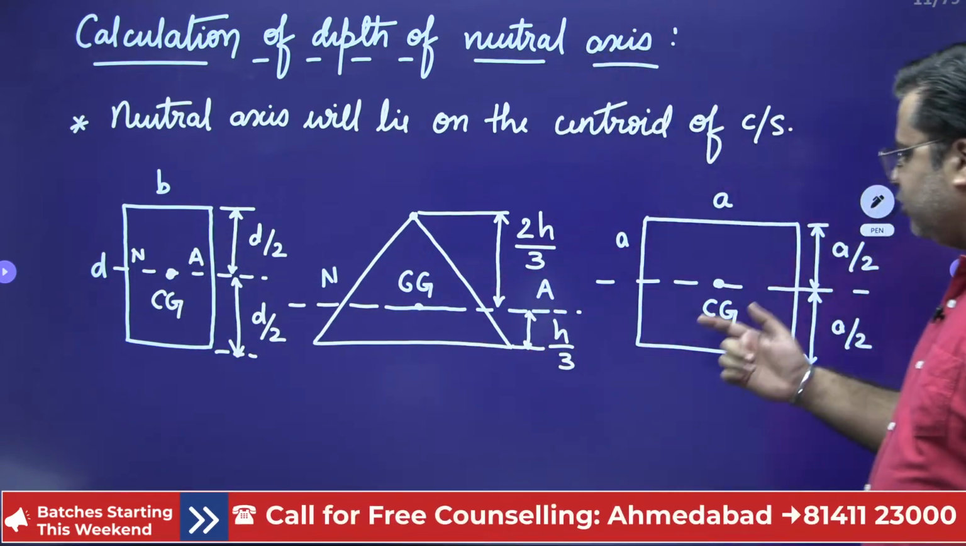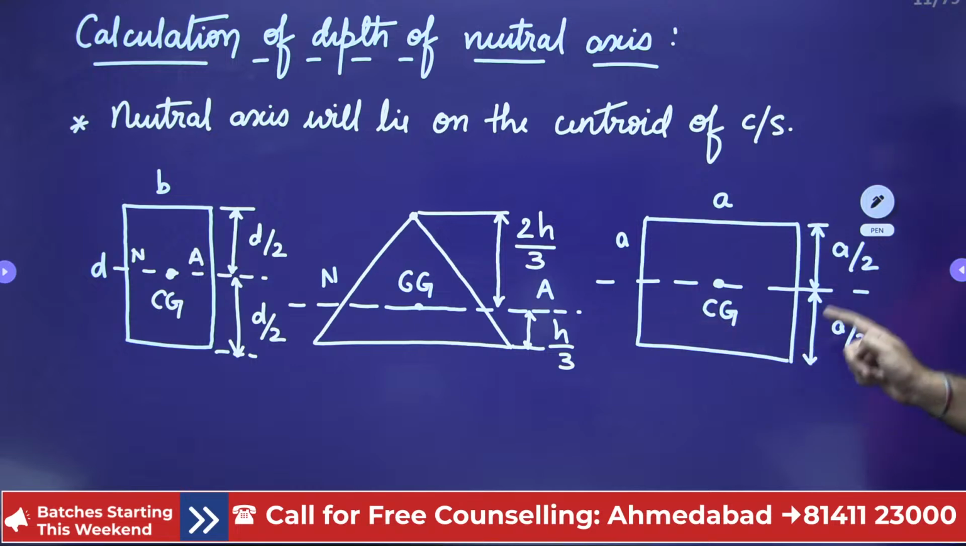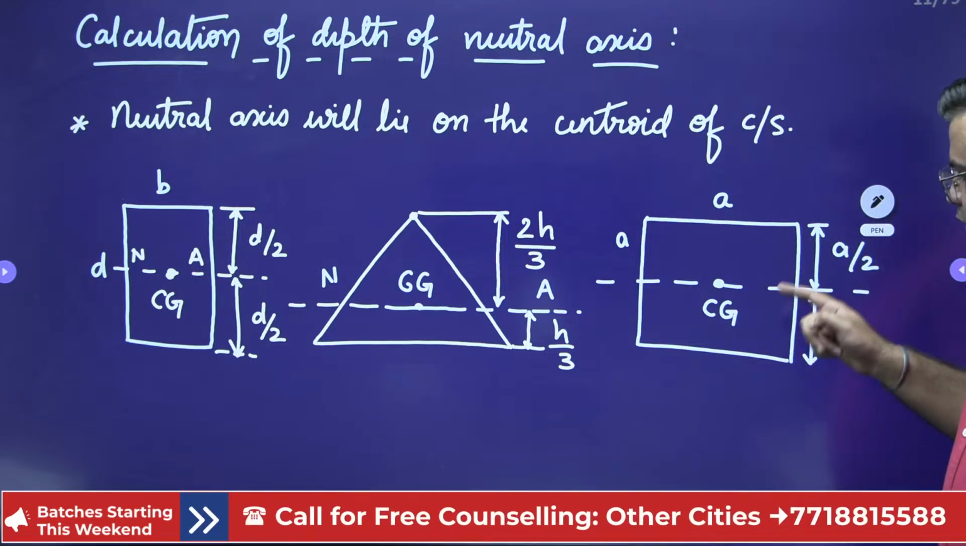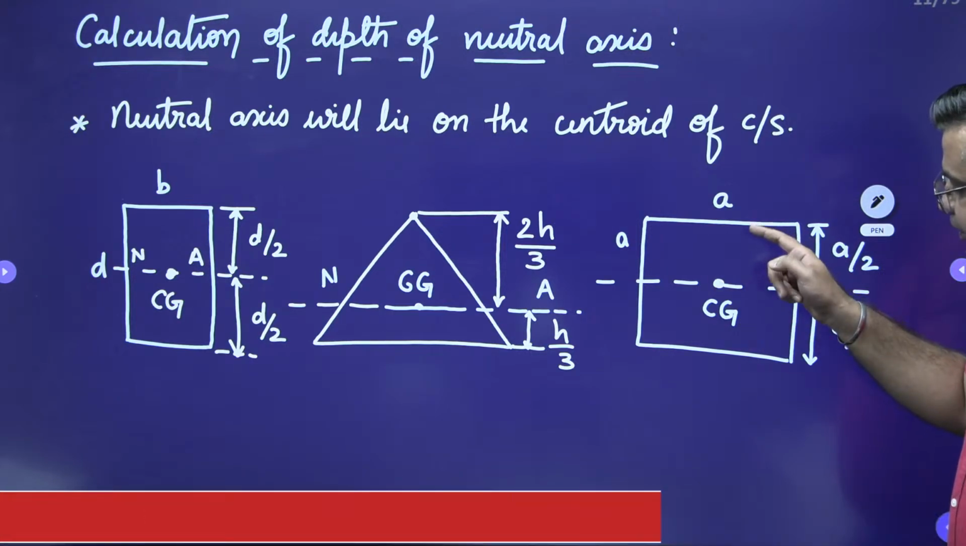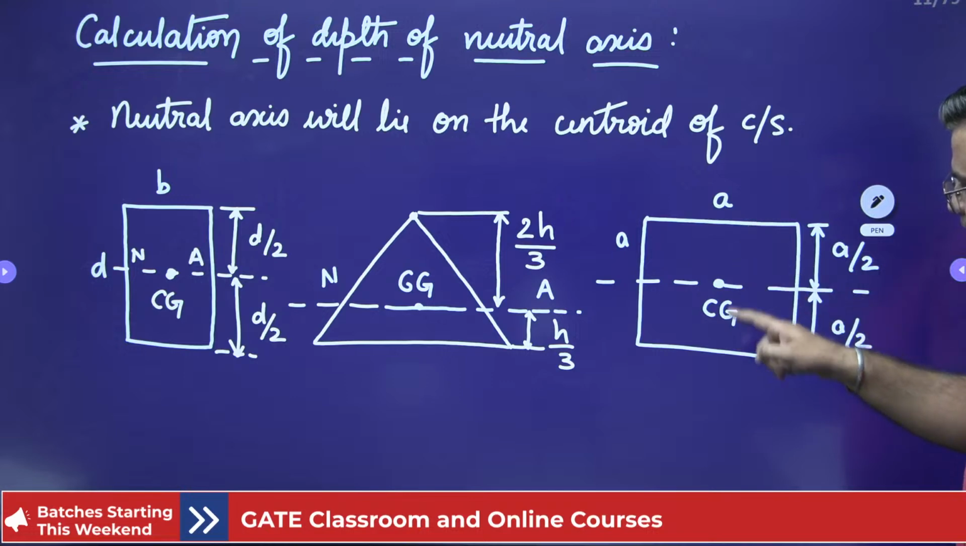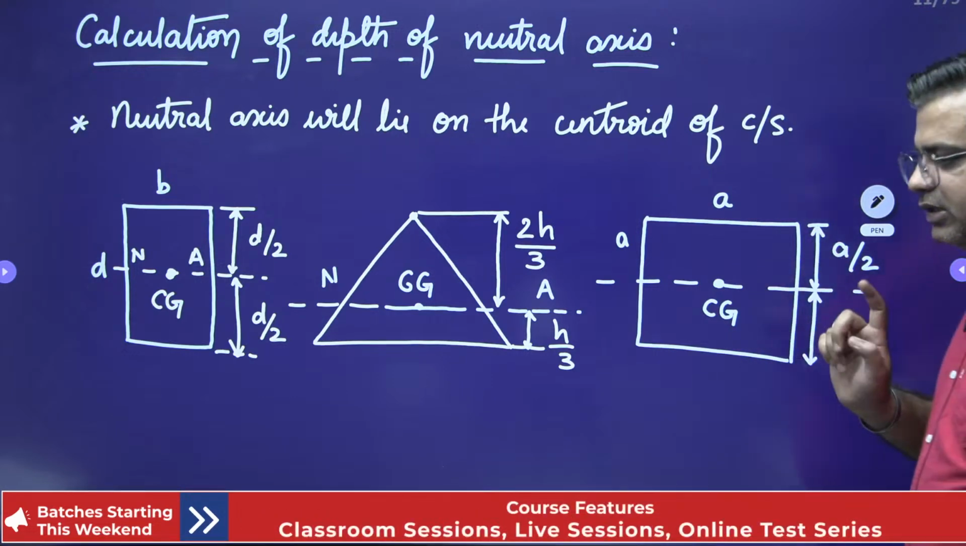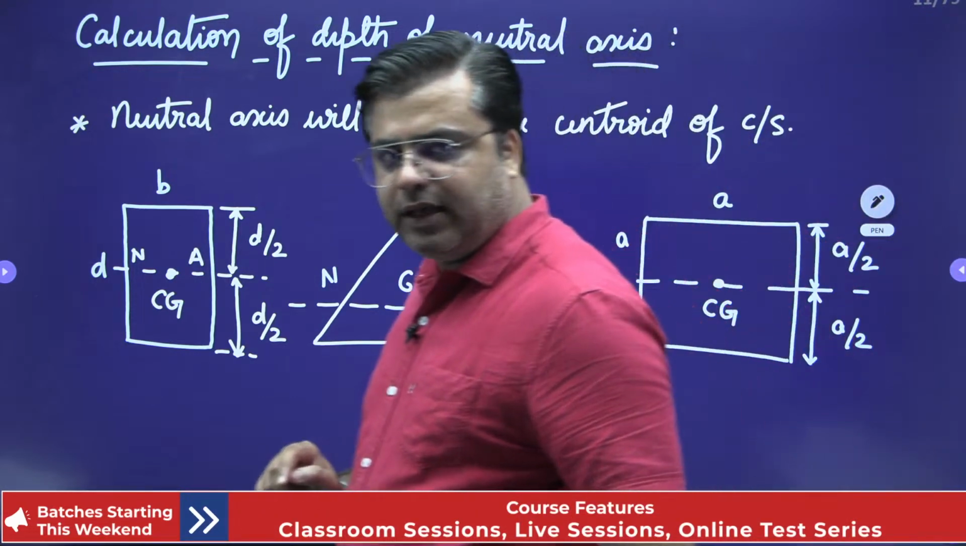Similarly, if you look at this square, it is again a symmetrical figure. So for this square, the position of the CG, and hence the neutral axis, will be at the mid height of this square, right? So mid height is A by 2.